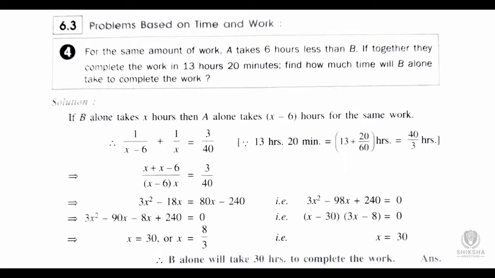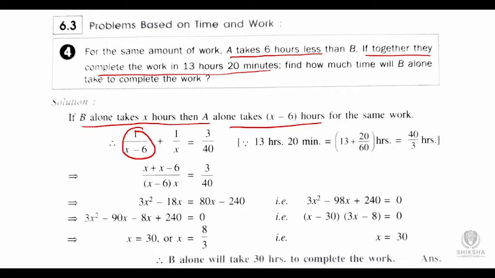For the same amount of work, if A takes 6 hours less than B and they together can complete the work in 13 hours 20 minutes, find how much time B alone needs to work. Now if B takes x hours, then A alone takes x minus 6 hours, because as per the question A takes 6 hours less. So A's 1 hour work is 1 by x minus 6 and B's 1 hour work is 1 by x, and together they can do it in 13 hours 20 minutes. 13 hours 20 minutes is equal to 40 by 3 hours.